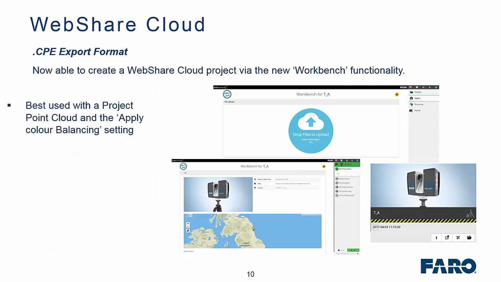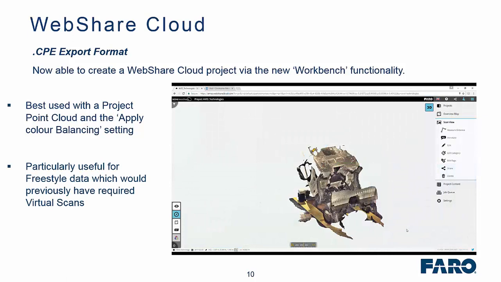If you're using a large scan project, it's best to use the data from a project point cloud because you've already applied the color balancing setting to make sure the data in the cloud is a lot cleaner and a lot nicer. And it's particularly useful when we're using Freestyle data, because previously we'd have had to set up a series of virtual scans around the subject that we've scanned in order to pass that data along to the cloud.